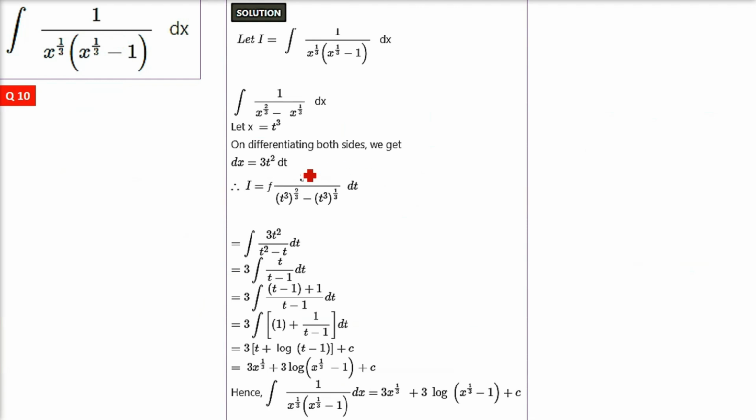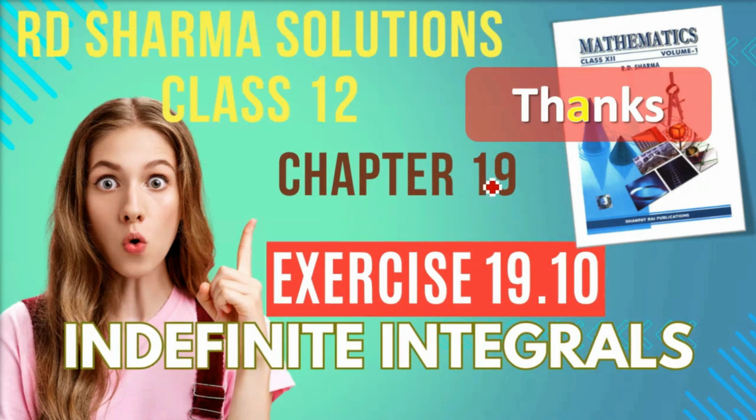So this is the way we can do. It's just equivalent to the previous question. If you are able to imagine this thing, it will be easier. So this is all about this exercise.